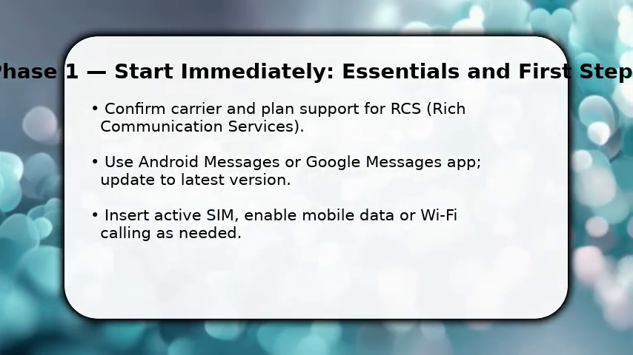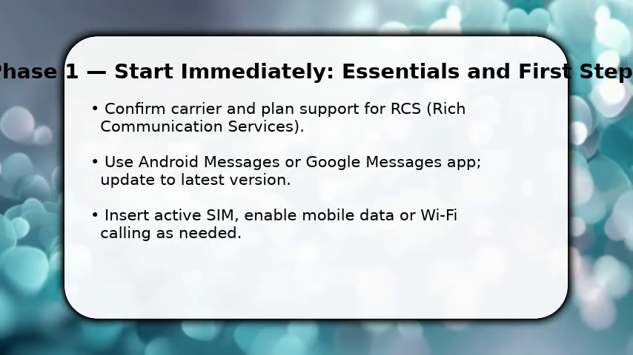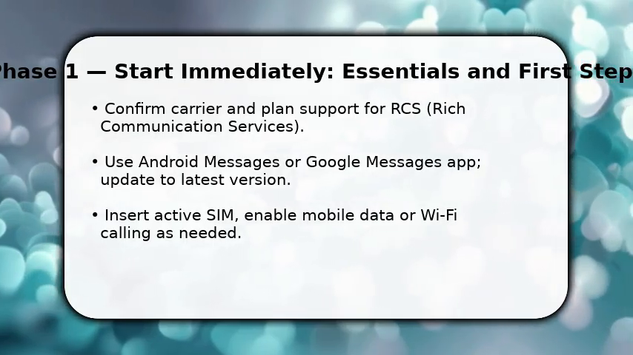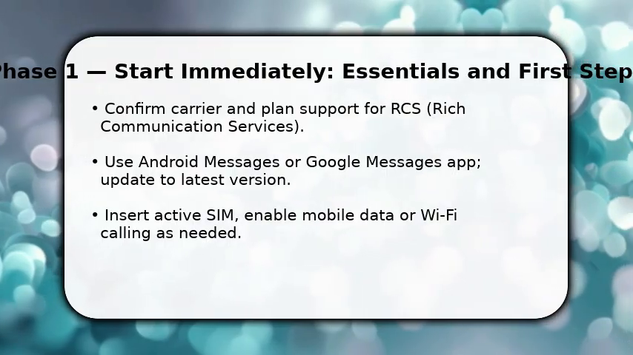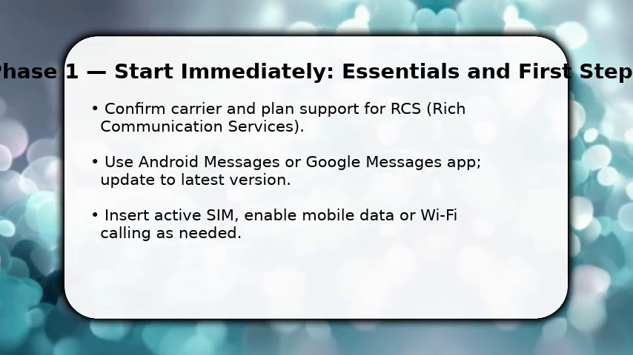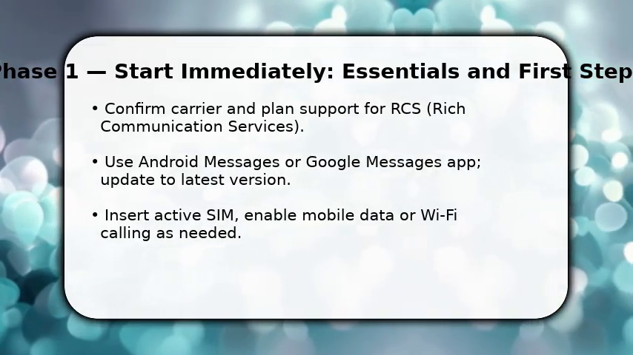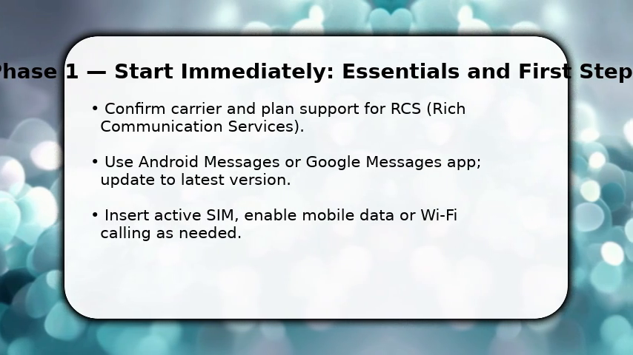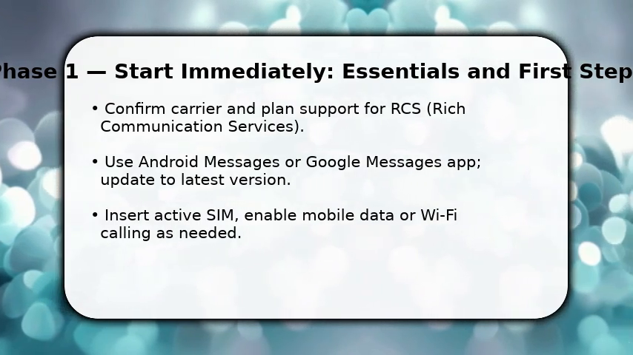With your SIM active and mobile data or Wi-Fi available, open Messages, tap Settings, then Chat Features. Tap Enable Chat Features. This initiates registration with the carrier. Keep the phone on and connected. Registration often completes in seconds to a few minutes.